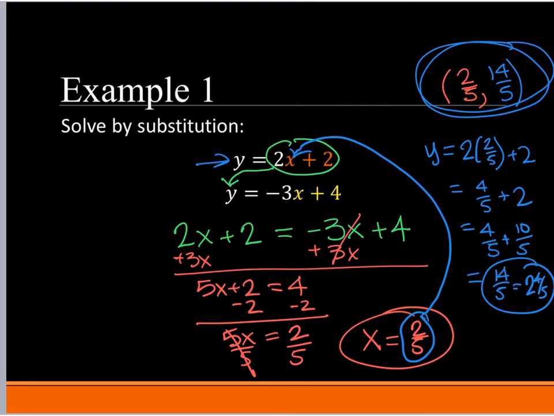Now if you wanted to, you could double check and take this 2/5 and plug it into either one of these equations, solve it out, and you should get a y value of 14/5 if you wanted to double check your work.